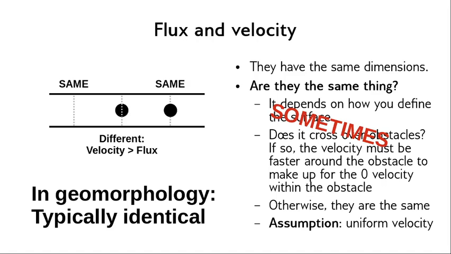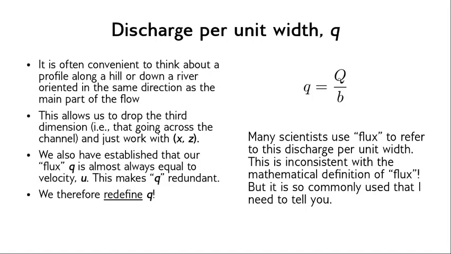In geomorphology, we have these convenient things called river channels. And if we describe the river channel properly, then we're only describing the geometry of the zone where water is capable of flowing, and velocity and flux become the same thing. Therefore, this little q starts to become a little bit useless. And so we decide to redefine it as something that's a lot more useful.